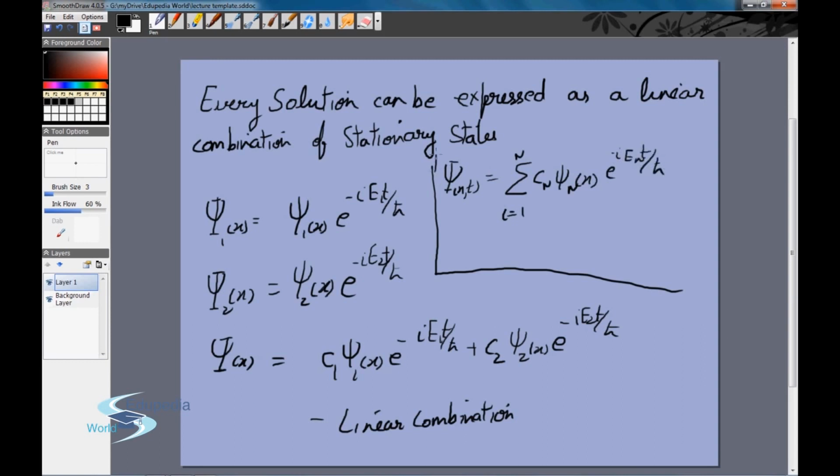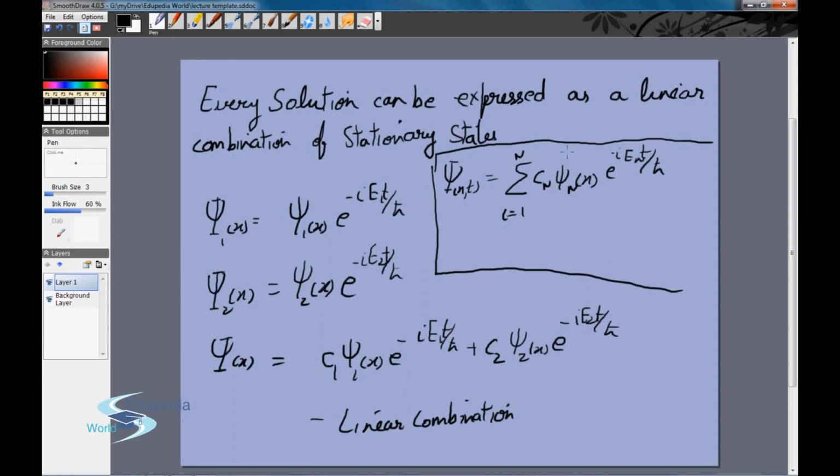And the theorem says that no matter how complicated the solution is, you will always be able to find certain values for Cn. We'll see how to find those values in a later video. But for every solution, you can find appropriate values of Cn such that a linear combination of the stationary states gives you that solution. Now remember, a linear combination of stationary states is not a stationary state.